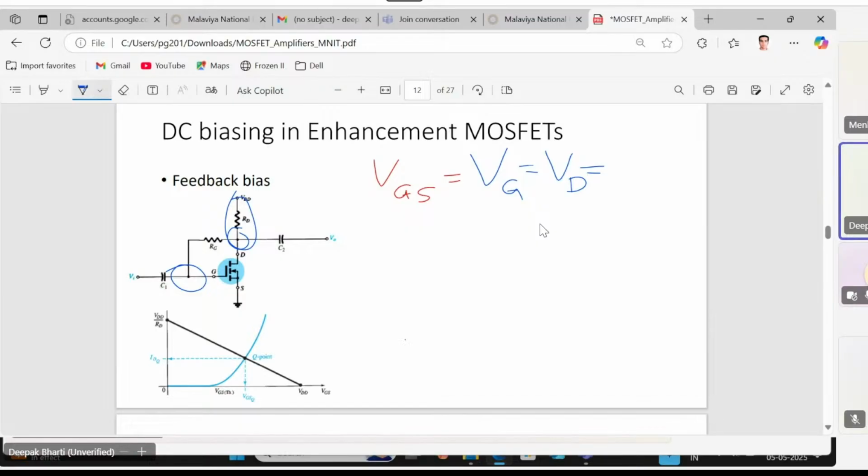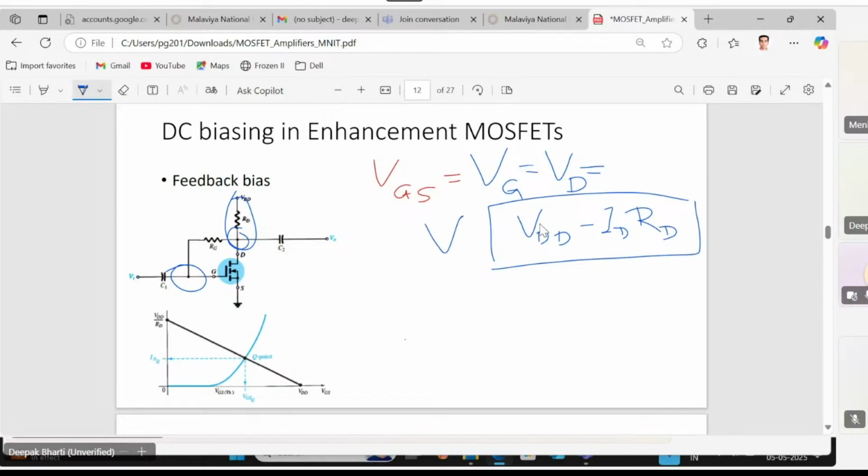It is equal to VDD minus IDRD. Okay, so this becomes the equation of the load line. Vg is equal to this.